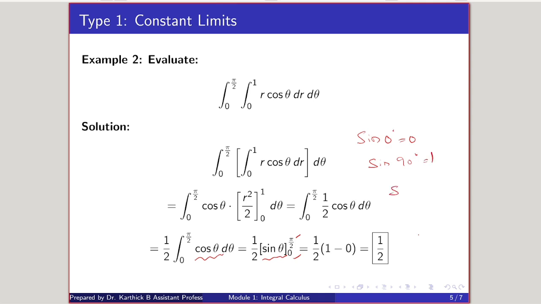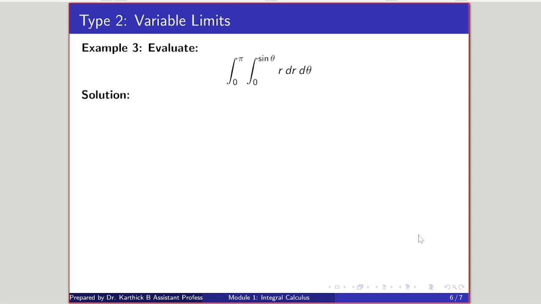And we make one general result. Always sine n pi will be 0, where n belongs to 1, 2, 3, and so on, the natural numbers. So with this, sine 90 becomes 1, and sine 0 degrees becomes 0. So finally I'm getting the value 1 by 2.